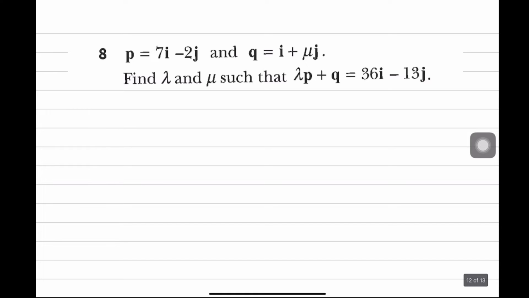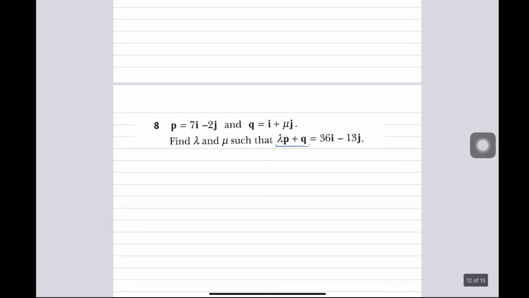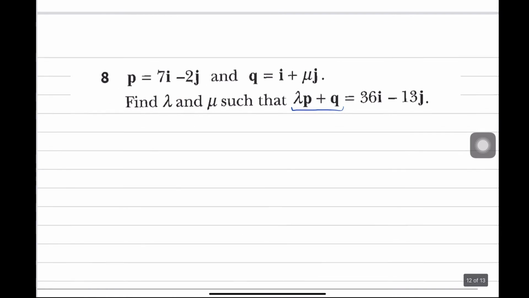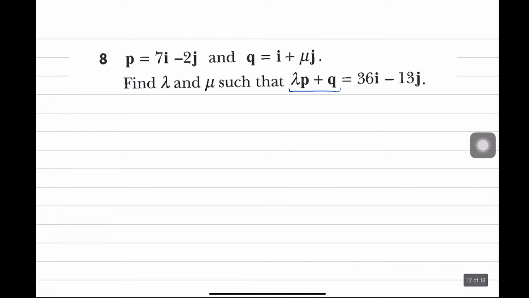So the vision becomes clear. So lambda p plus q. Now what you can do is write it in column vector form. Instead of having this in ij form, you can write it in column vector form if you want to make your life easy. So P can be written as 7, minus 2, and Q can be written as 1, mu. Why? Because the coefficient of i is 1 and the coefficient of j is mu.